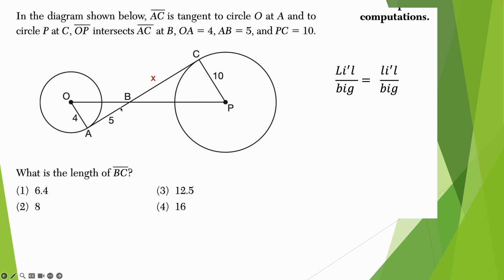All right, little is to big as little is to big. The 4 corresponds to the 10. Those are both radii, right? And then the 5 corresponds to the x. So 4 is to 10 as 5 is to x. I cross multiply. 4x is 50. I divide by 4. X is 12.5. And choice 3 is the correct answer.